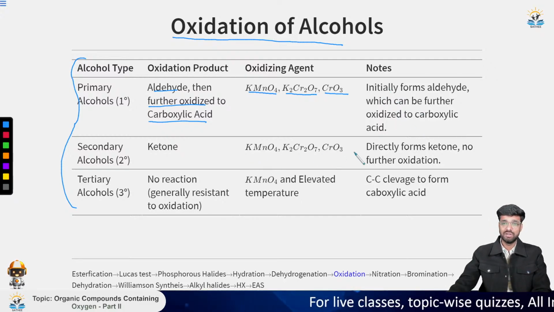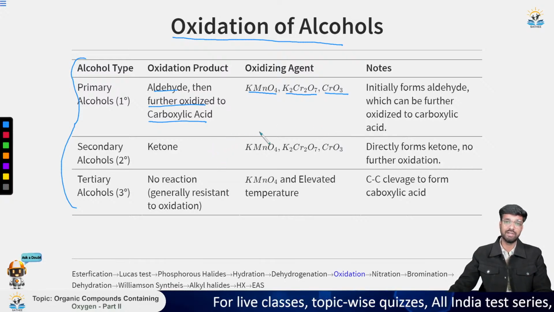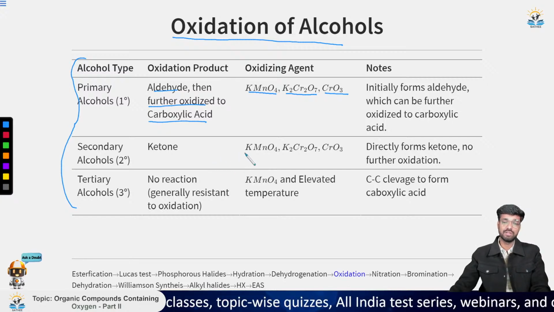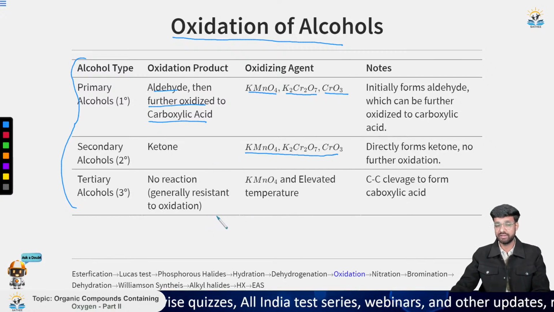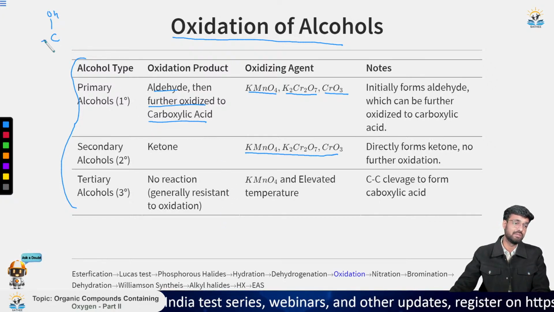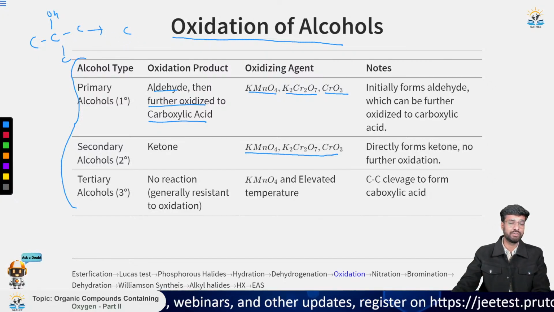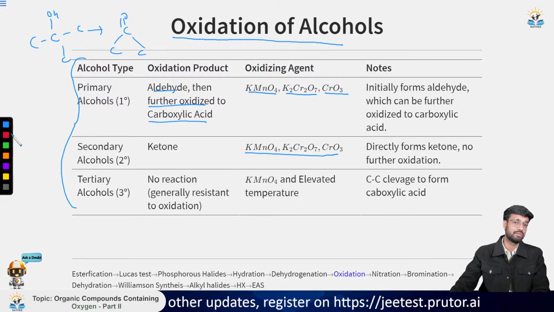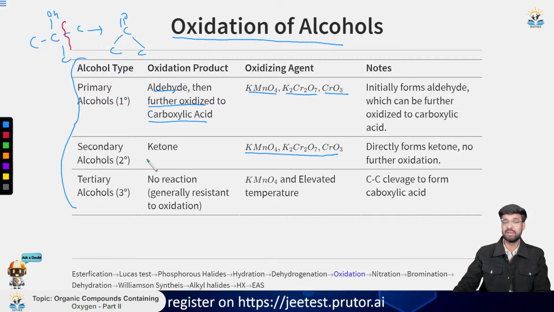In the secondary alcohol, it directly converts into ketone. You know very well that it converts into ketone, and a ketone cannot be converted into carboxylic acid very well. The same reagents are used, but for the tertiary alcohol, the case is different. If you want to convert a tertiary alcohol into carboxylic acid, or aldehyde or ketone, you have to break one C-C bond, so that you get your final product.